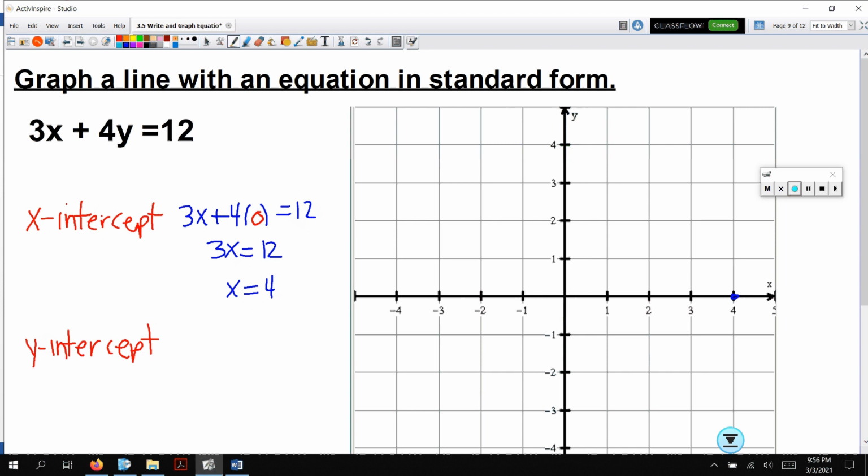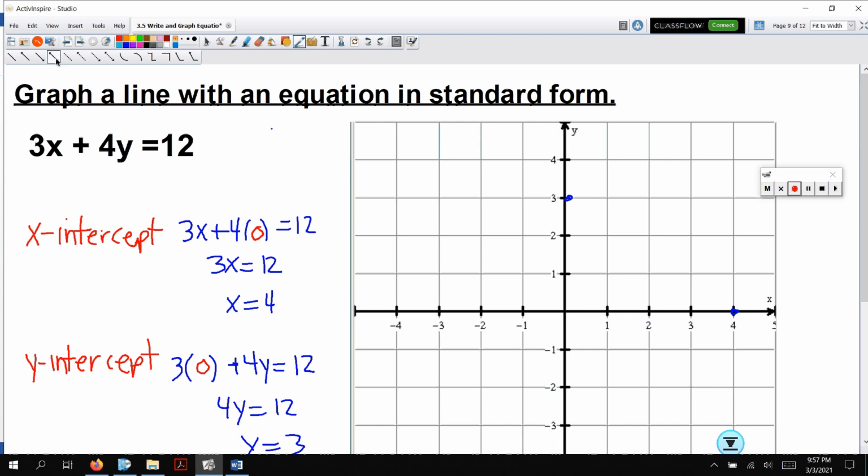Okay, remember the y-intercept? That is when x is 0. So we're going to plug in 0 for x here, and we're going to solve for y. We get 4y equals 12. Divide both sides by 4. Y is equal to 3. I'm going to plot that point on the y-axis, 3. Now I have 2 points. That's all I really need to graph an equation.